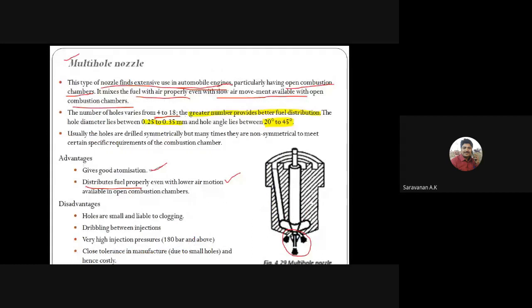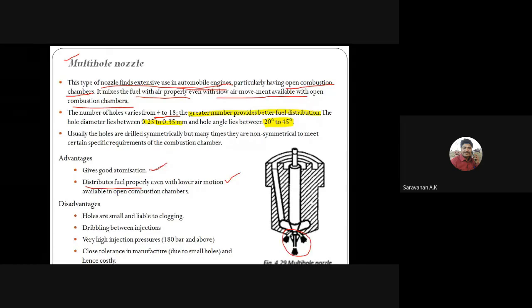Then, while making this type of nozzle, close tolerance has to be maintained while making the very small holes. So the machining will be somewhat difficult. We have to see very close tolerances, so the machining cost will be high. We require precise machining, so the cost will be high for making this type of nozzle.